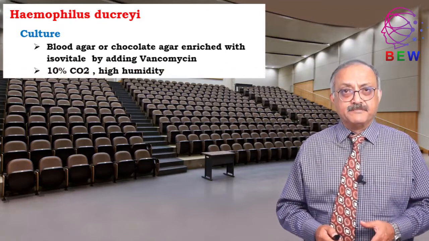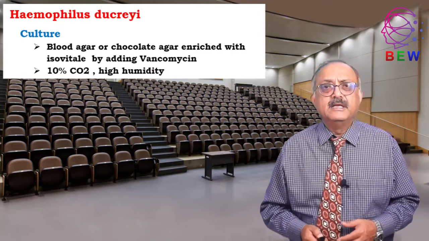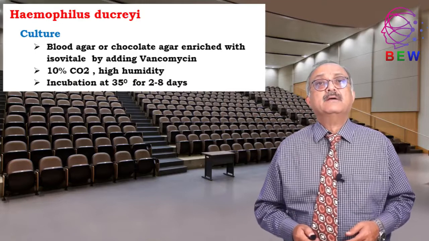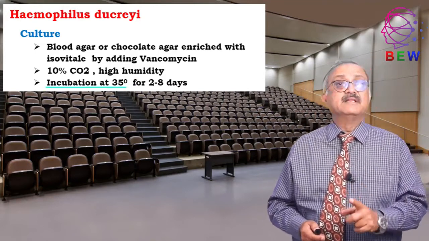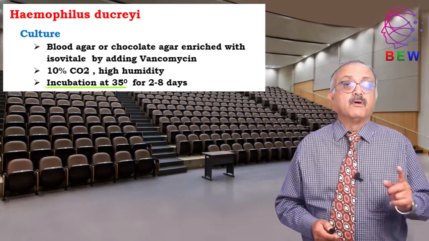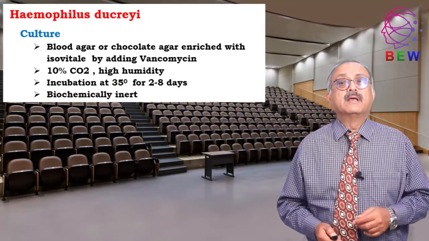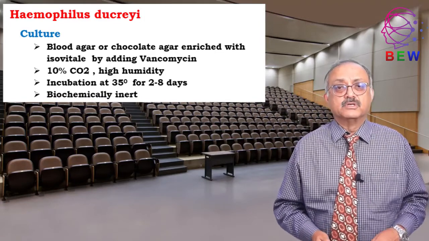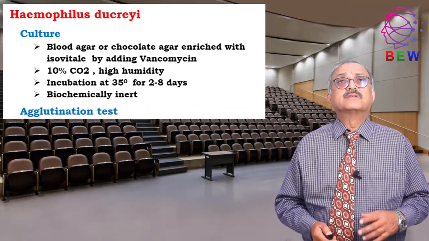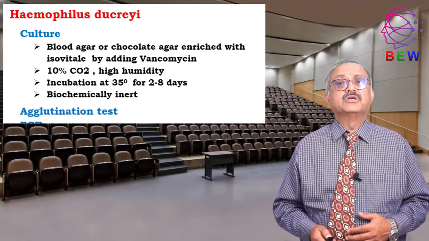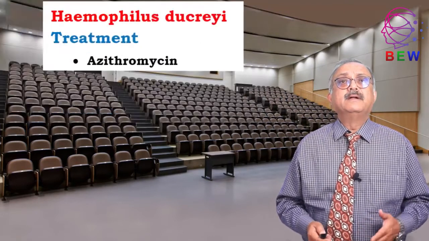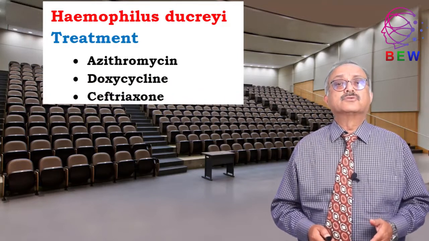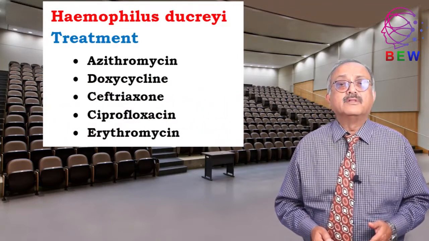Optimum conditions are 10% CO2, high humidity and incubation at 35 degrees for 2 to 8 days. Please remember, 35 degrees centigrade is the key for Hemophilus ducreyi. It is biochemically inert, giving no reaction with any of the sugars that we use. You can use a slide agglutination test for confirmation. You can do PCR, and treatment is with azithromycin, doxycycline. Alternate drugs are ceftriaxone, ciprofloxacin or erythromycin.